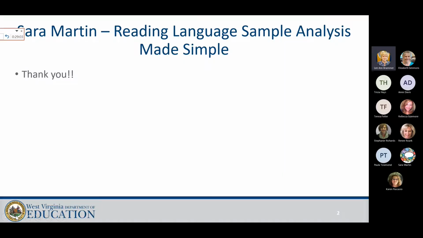The first thing we're going to do today is have Sarah Martin talk to us about how to read and interpret the language sample analysis. She's also going to walk us through the collection process and how to upload, just as a reminder for everyone. This way we'll have it recorded and we can post that for people who haven't done it before. So Sarah, I appreciate you volunteering to do this. I'm going to stop sharing my screen and let you share yours.